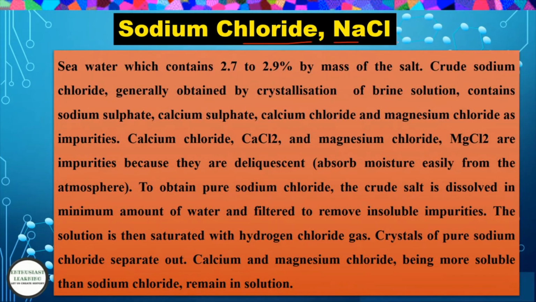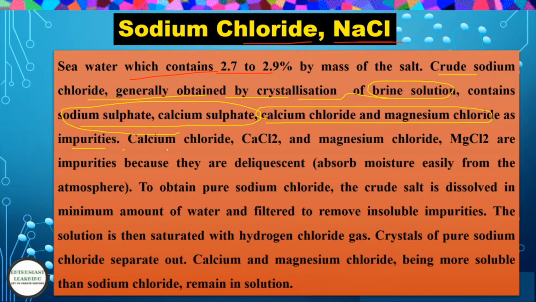Sodium chloride (NaCl). Seawater contains 2.7 to 2.9 percent by mass of salt. Crude sodium chloride, generally obtained by crystallization of brine solution, contains sodium sulfate, calcium sulfate, calcium chloride and magnesium chloride as impurities. Calcium chloride (CaCl2) and magnesium chloride (MgCl2) are impurities because they are deliquescent.